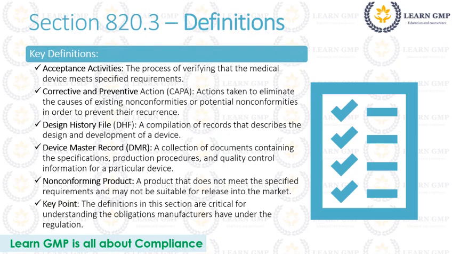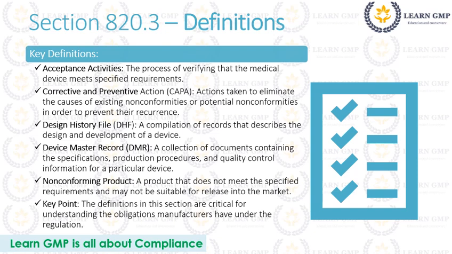Section 820.3, Key Definitions. Acceptance activities: the process of verifying that the medical device meets specified requirements. Corrective and preventive action, CAPA: actions taken to eliminate the causes of existing nonconformities or potential nonconformities in order to prevent their recurrence. Design history file, DHF: a compilation of records that describes the design and development of a device.